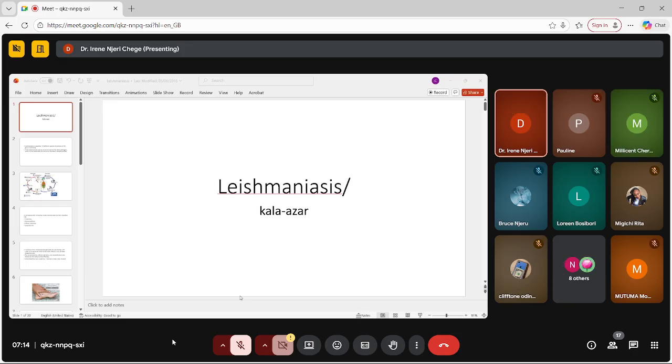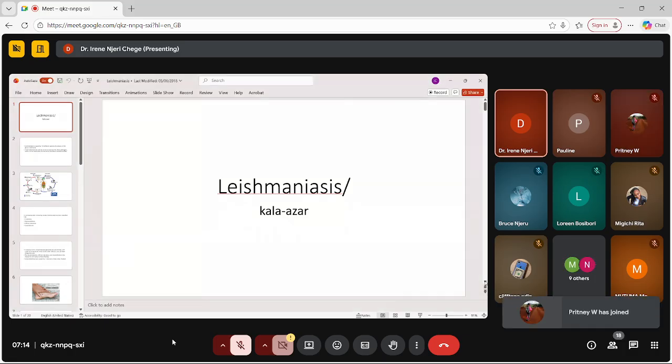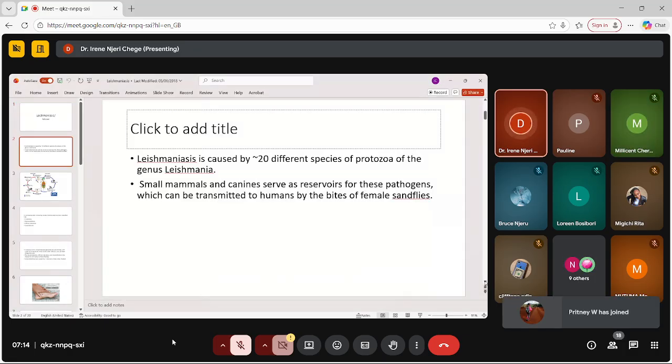I don't know why. Leishmaniasis. So we had said that leishmaniasis is one of the hemoflagellates. It's a hemoflagellate. And there are about 20 different species in the genus of Leishmania. So all species are actually obligate intracellular parasites.